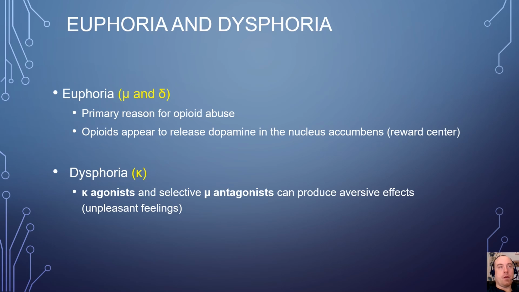So euphoria is obviously the primary reason for opioid abuse. And opioids do appear to release dopamine in the nucleus accumbens, which is the reward center in the brain. I'm not going to get into that any further because we're not going to be talking about all the complicated brain physiology, but just understand that the mu opioid receptor and the delta could augment that, but the mu is the main one that's initiating euphoria.